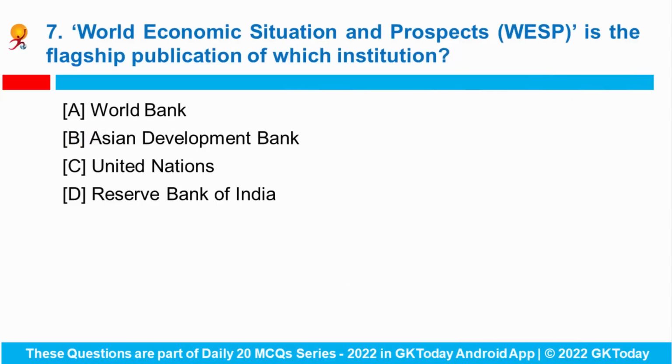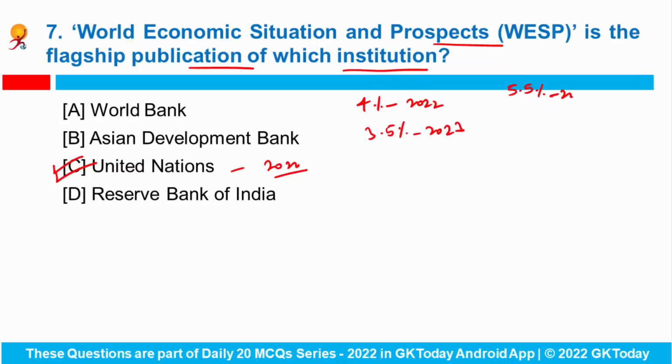Question number 7. World Economic Situation and Prospects is the flagship publication of which institution? It is the flagship publication of the United Nations, and recently the 2022 edition was launched. As per the report, the global output is projected to grow by only 4% in 2022 and 3.5% in 2023. Also, it highlighted the robust recovery of 5.5% in 2021.